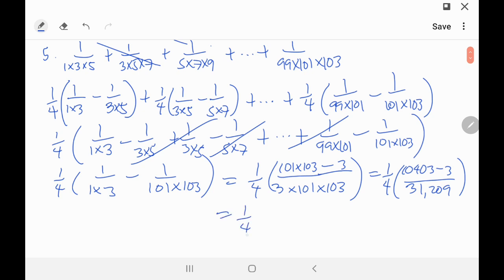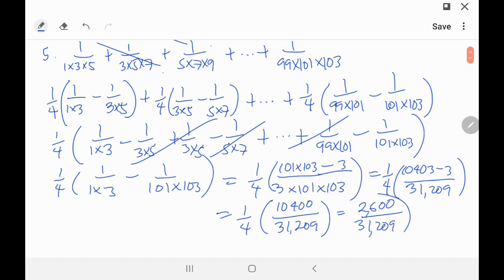So we are now left with 10,400 over 31,209, all multiplied by 1/4. So 10,400 divided by 4 is 2,600 over 31,209, and that is our answer.